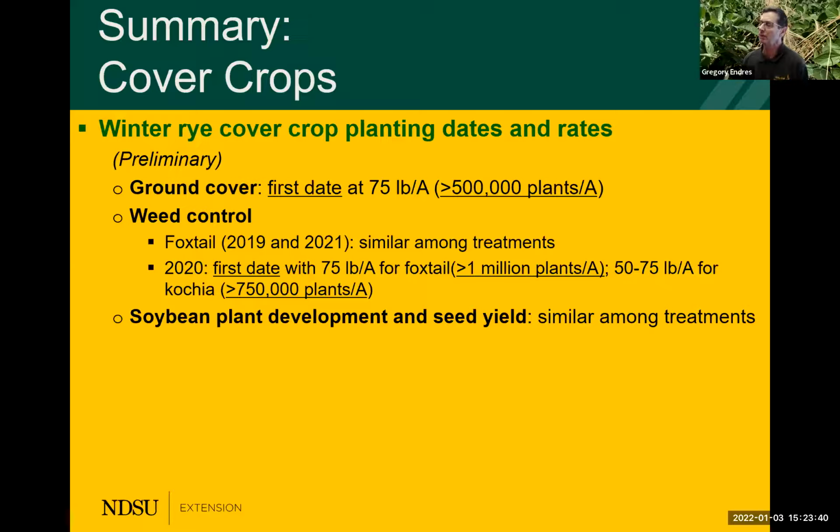With kochia, we did find that maybe we can go down a little bit on planting rates, but still plant early and try to achieve greater than 3/4 million plants per acre. And again, soybean plant development and seed yield were similar among treatments as long as the cover crop was managed correctly. In other words, terminated on a timely basis, so it did not steal moisture that soybean plants needed for optimum stands and ultimately yield.